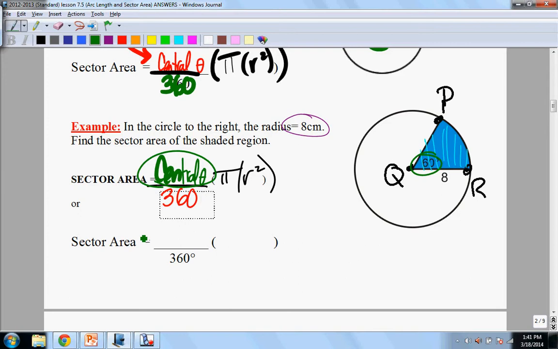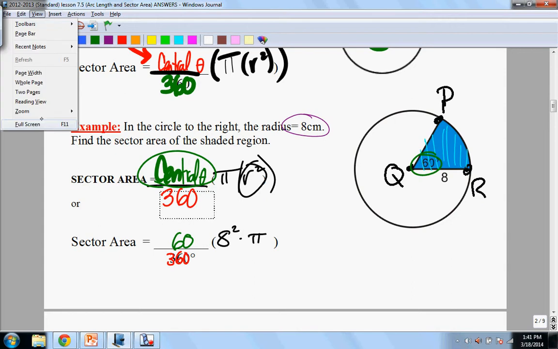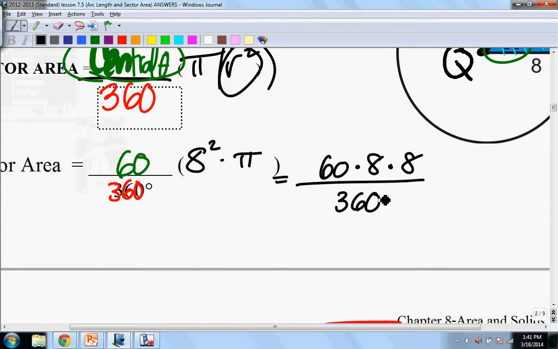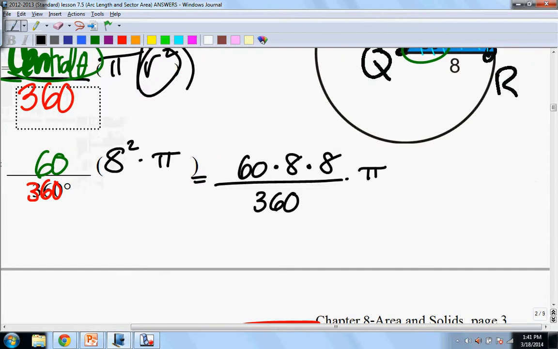So our part, now we plug and chug, our part is 60 over 360 times r squared, which is 8 squared, times pi. That's the other way around, or it doesn't matter. There's a reason why I did it that way. Okay, don't touch the calculators. Okay, watch. Did you cross multiply? We're not cross multiplying, we're reducing. So we have 60, we have 8 times 8 over 360, and then we just have pi here. We're going to do this in pi form because it's actually easier. Okay, we okay so far?